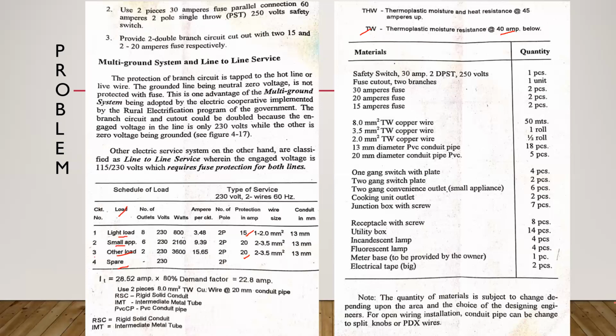So dito nagtatapos yung ating sample illustration or sample problem para sa ating electrical wiring system. Next video, meron tayong sample for much complex electrical wiring system. Kumbaga, meron na tayong aircon na i-consider.